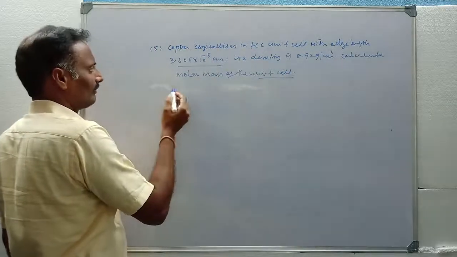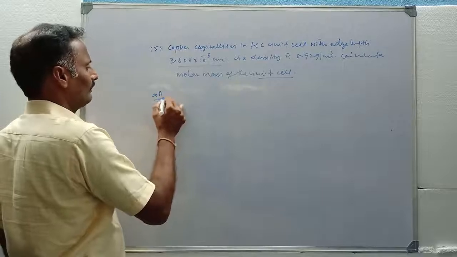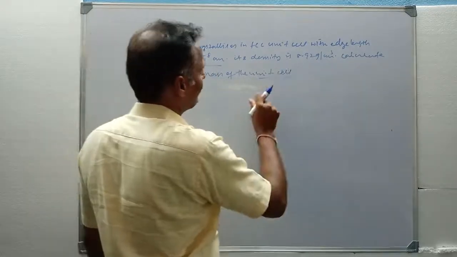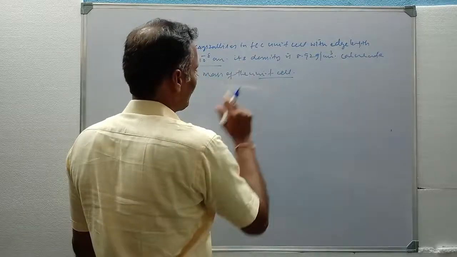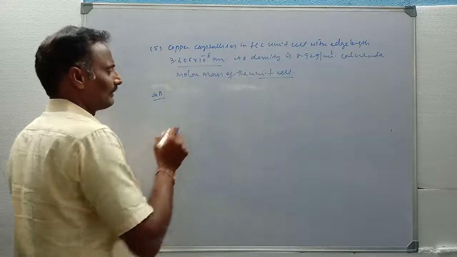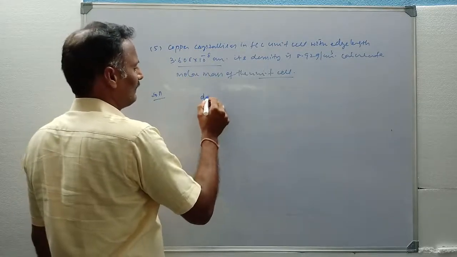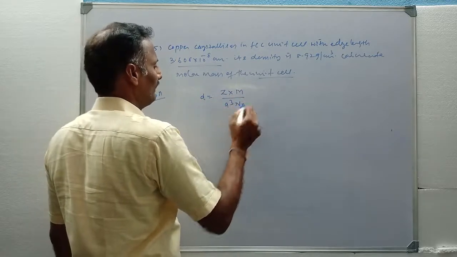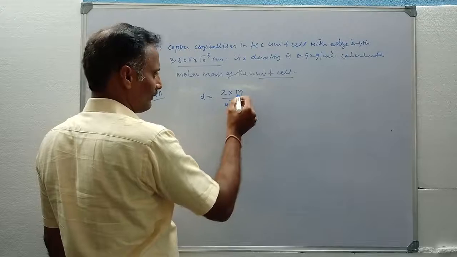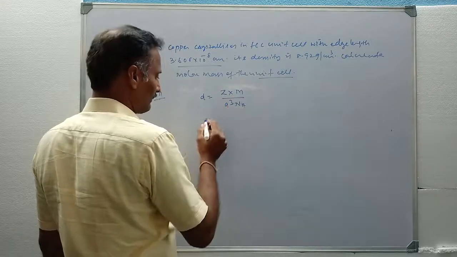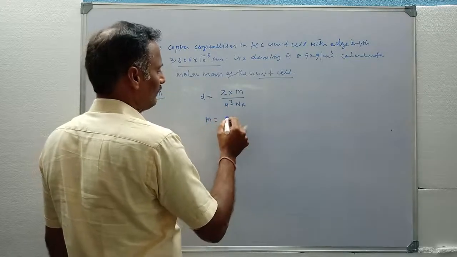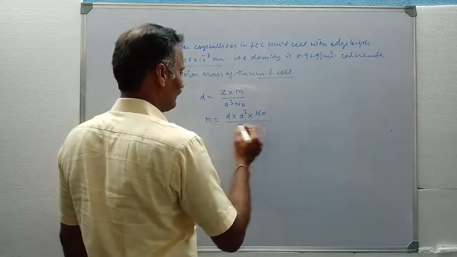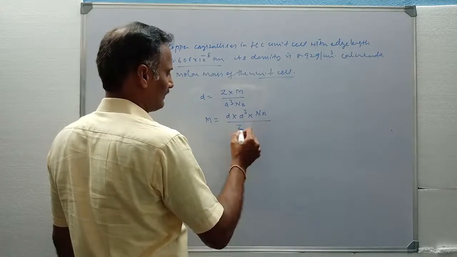Here we know the density formula. The edge length is given, the density is given, and the nature of the unit cell is given. We find out the molar mass of the unit cell. That is, density equal to Z into M by A cube into Na. We want M, so M equal to D into A cube into Na divided by Z.